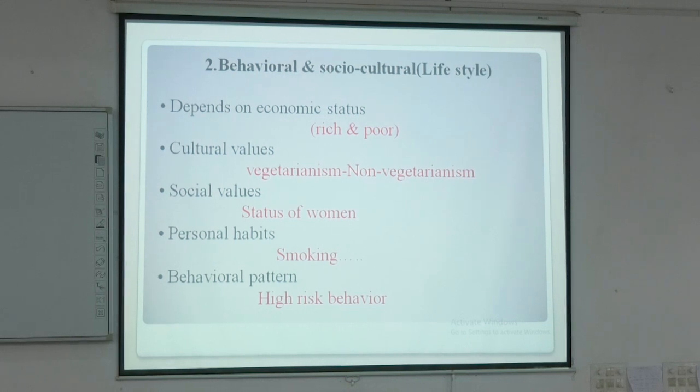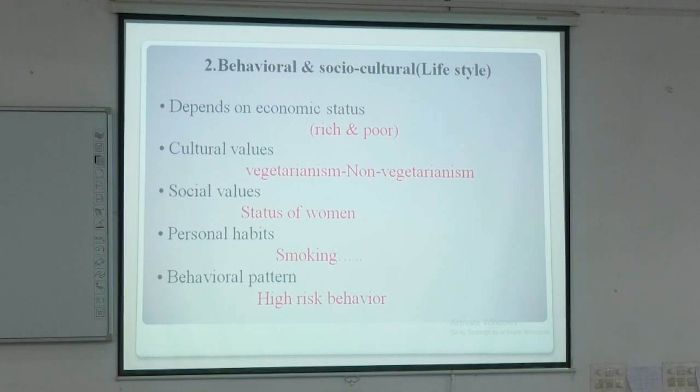What are the behavior and socio-cultural influence? Like, it depends on economical status, poor and rich. Rich people have different kind of disease portfolio and poor people have different kind of portfolio. Most of the rich people suffer from NCDs and most of the poor countries suffer from CDs, communicable disease. Nowadays, after advancement of our medical science, most of the communicable disease can be either treated or can be prevented entirely.